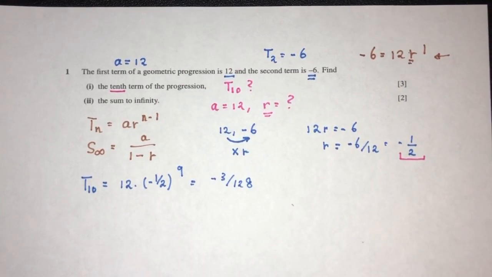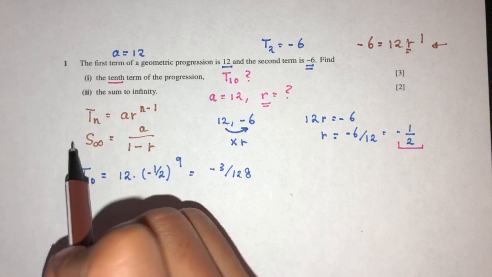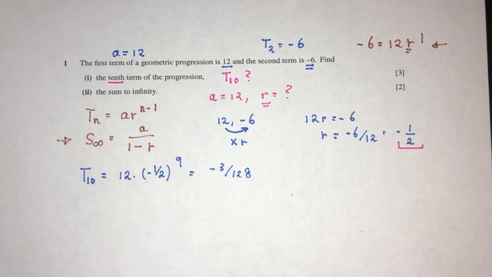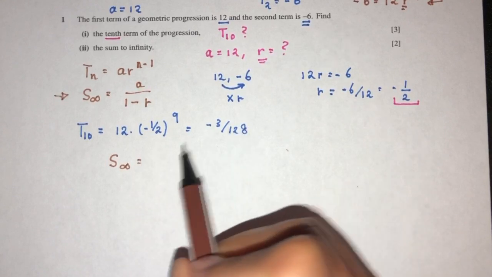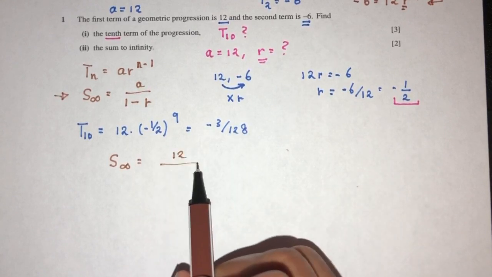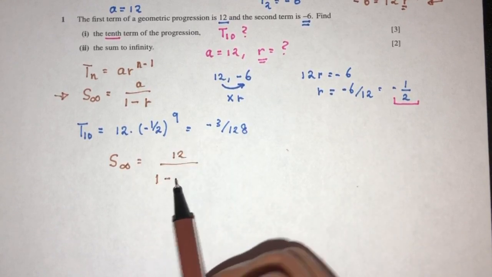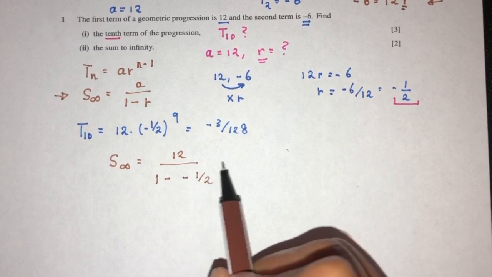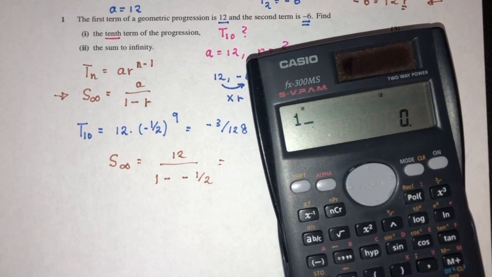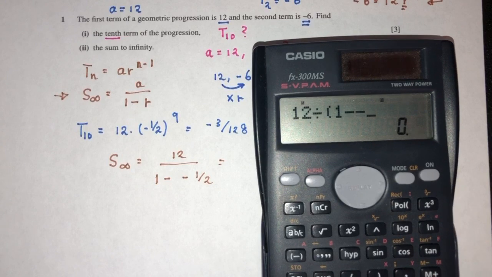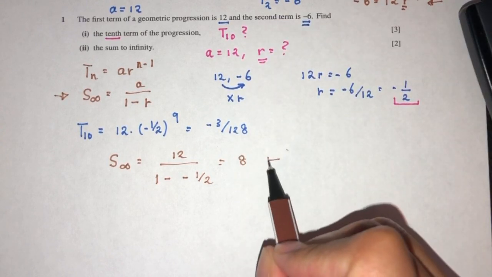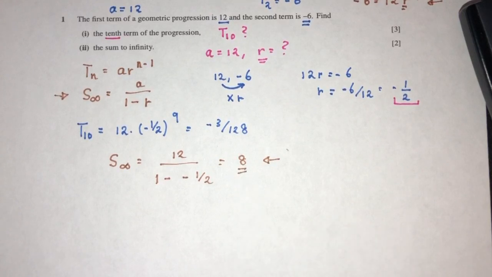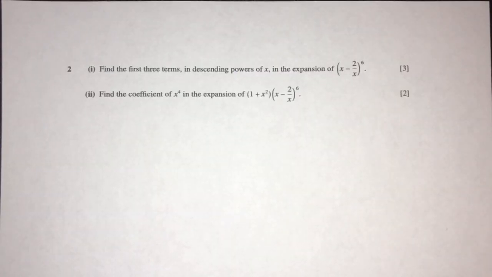Now for part 2, we have to find the sum to infinity. So again, as you can see, this is the formula we have to use. So sum to infinity will be A is 12, the first term, and 1 minus R is 1 minus minus half. So here we go. This divided by 1 minus minus half, that should be 8. So 8 will be the sum to infinity. Let's move on to the next question.